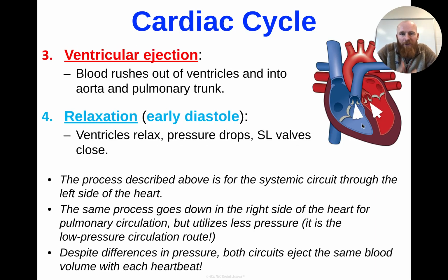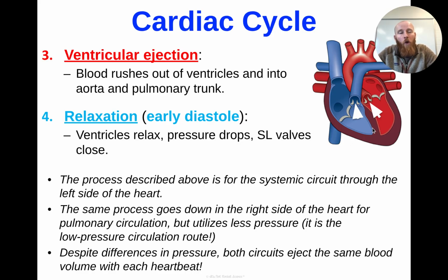So this is that ventricular ejection phase where blood is rushing out of the ventricles into either the aorta to your systemic circuit or the pulmonary trunk to your lungs. And then finally, that wave of depolarization has come and gone. We are going to have early diastole. That muscle tissue is now going to relax.